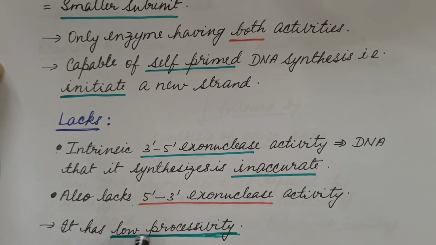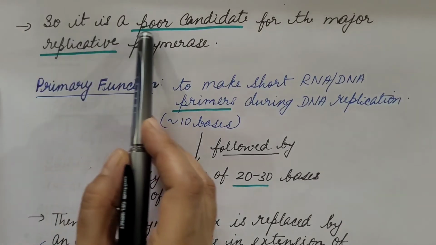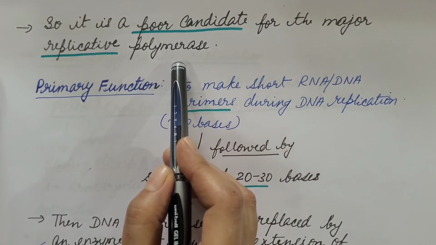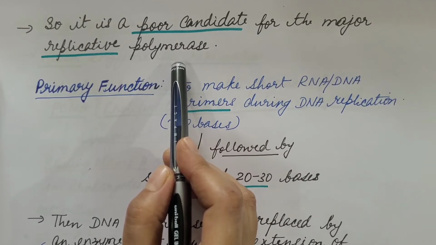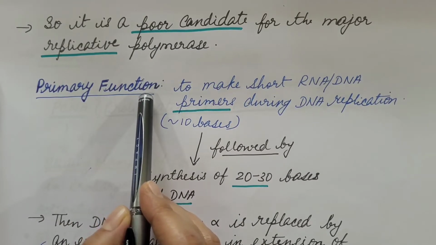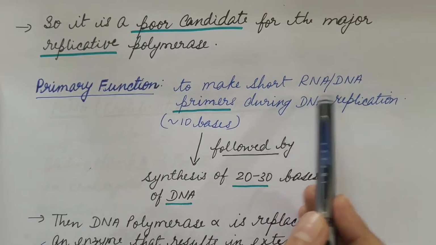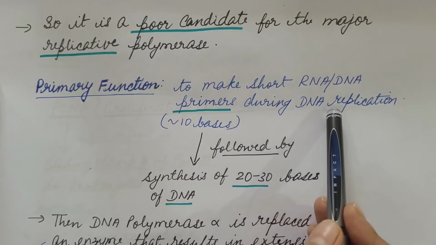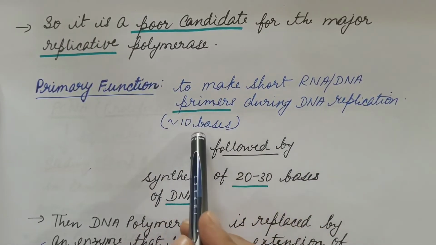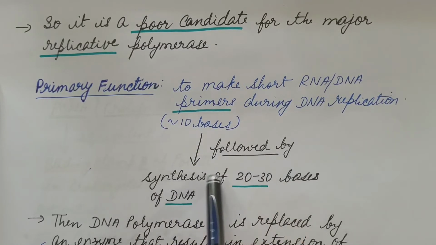It has low processivity. So, it is a poor candidate for a major replicative polymerase, or we can say that these are not the major replicative polymerases. The primary function that it performs is to make short RNA-DNA primers during DNA replication, approximately 10 bases. This is followed by synthesis of 20 to 30 bases of DNA.